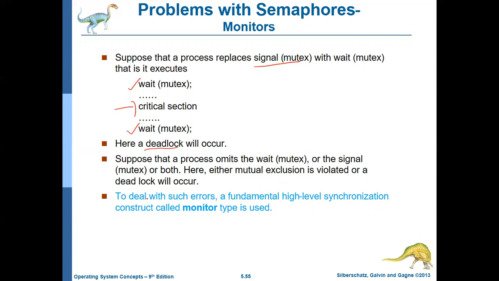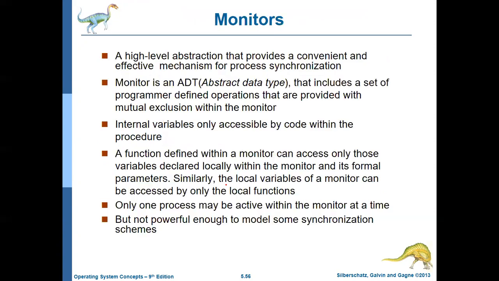So to deal with such issues of semaphores, another type of method that has been developed is a fundamental high level synchronization construct. We call it in such a way. It's a construct called a monitor type. It's a particular data type, and it's a high level kind of synchronization construct or object, you can say, called monitor. Okay, that is what we're going to look at.